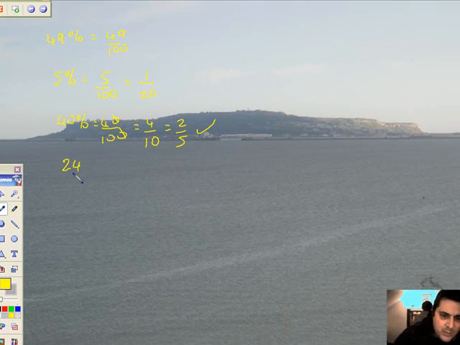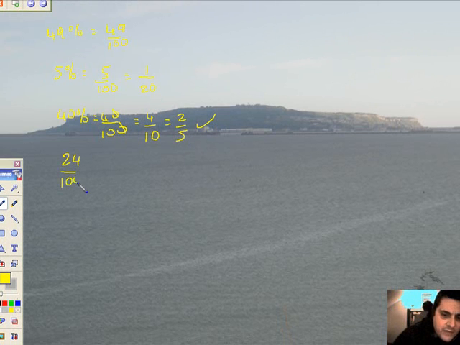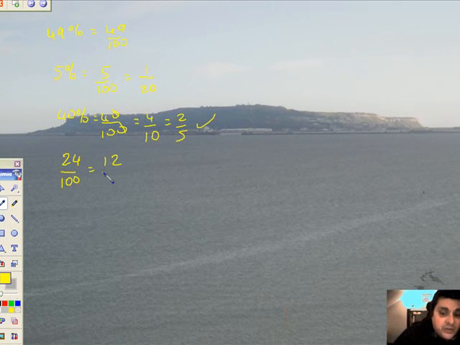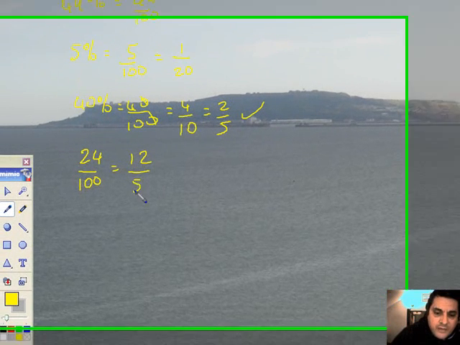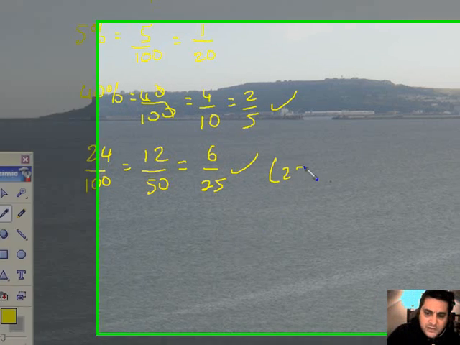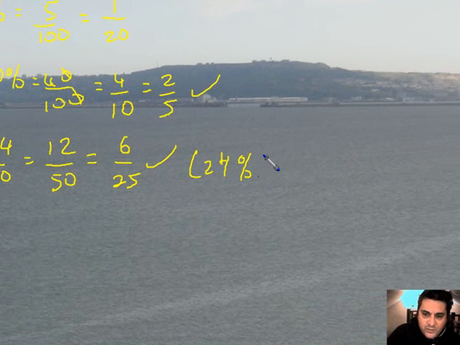Next one, do one more. 24 over 100, because it was 24%, simplify it down, don't have to do it in one go if you don't want to. 12 over 50, we've got even numbers, halve it down again. 6 out of 25, and that's where it stops, doesn't go any further, and that was, just for the record, 24%. Not particularly beautiful, but it's correct.